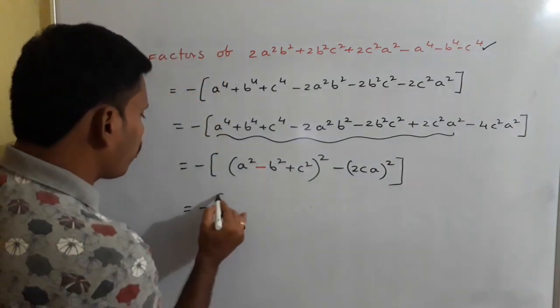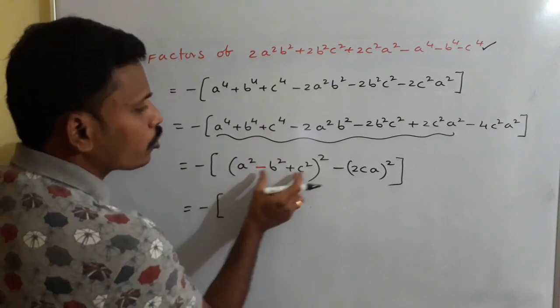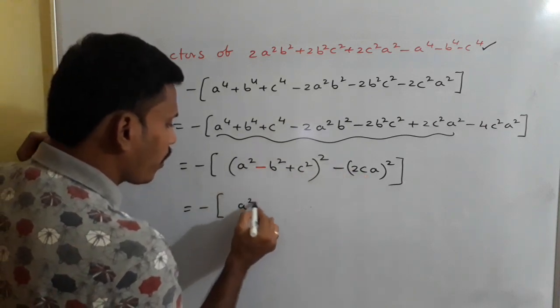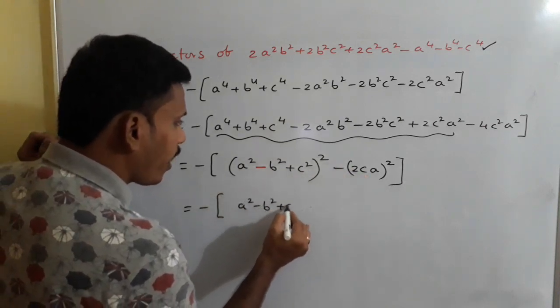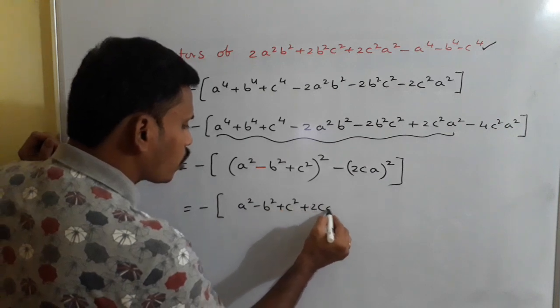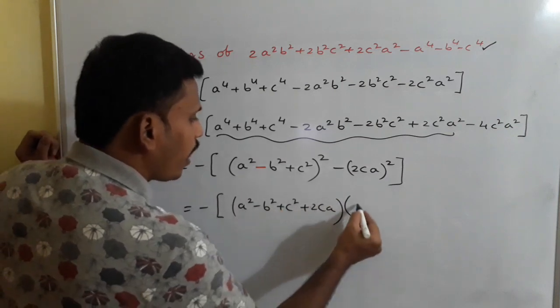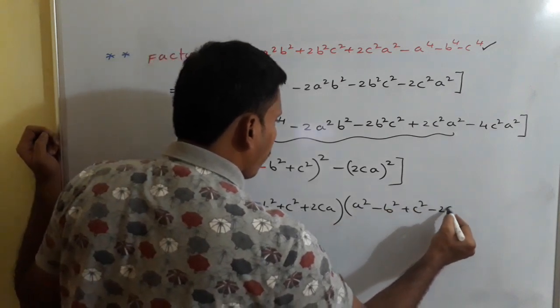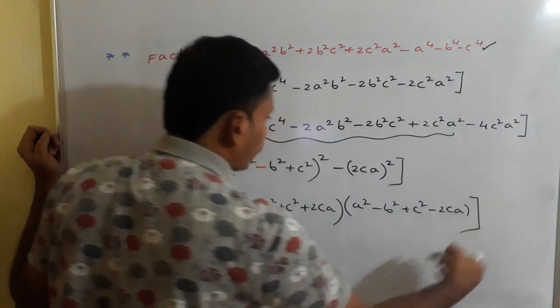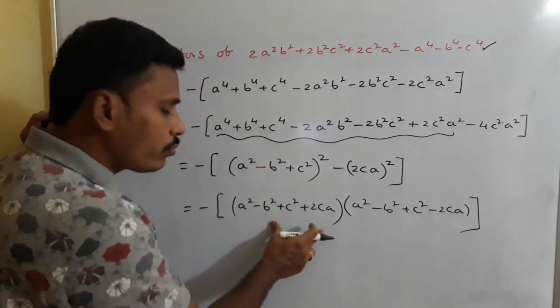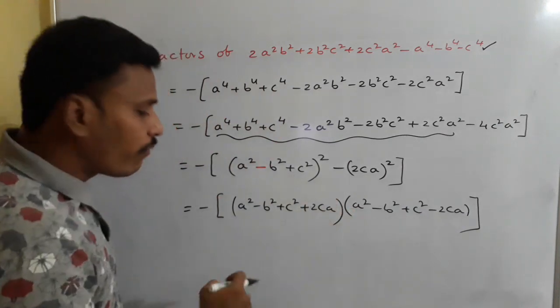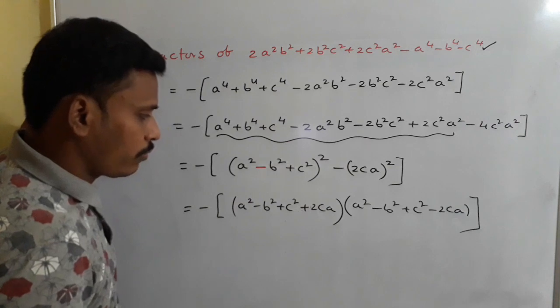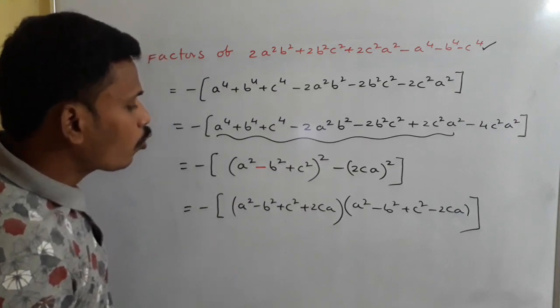So this is simply nothing but minus of, again use some alpha square minus beta square, a square minus b square plus c square plus 2ca is one term. Again a square minus b square plus c square minus 2ca is the other term. Again now in each and every term we need to try for factorization. Okay. See how to factorize this.